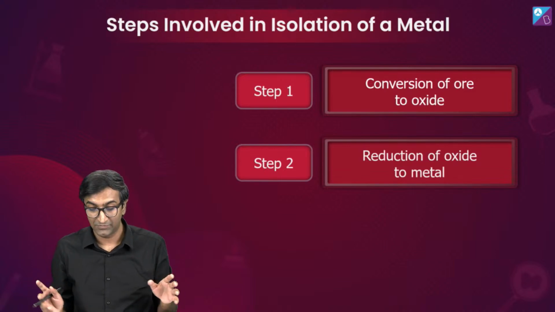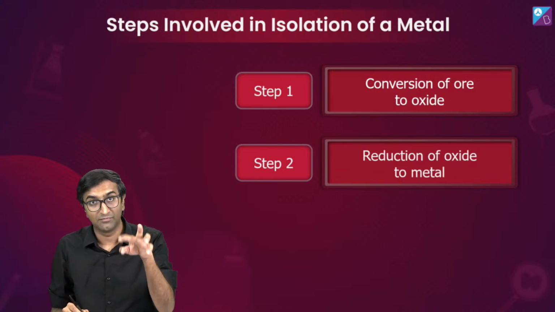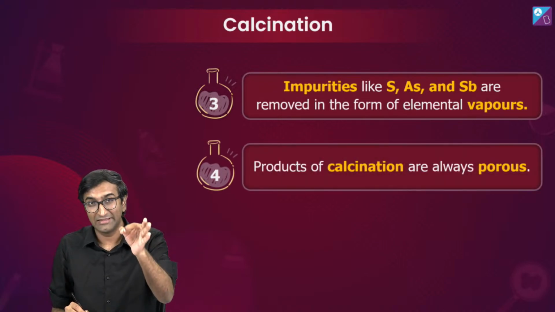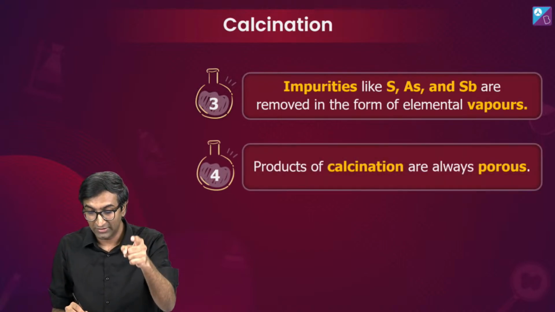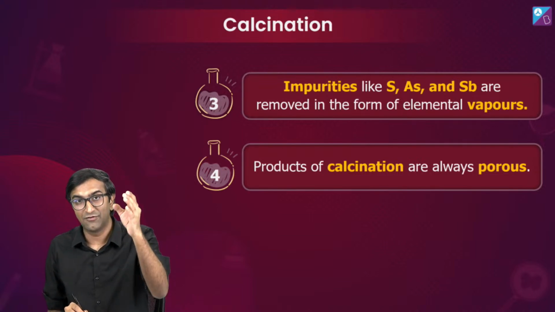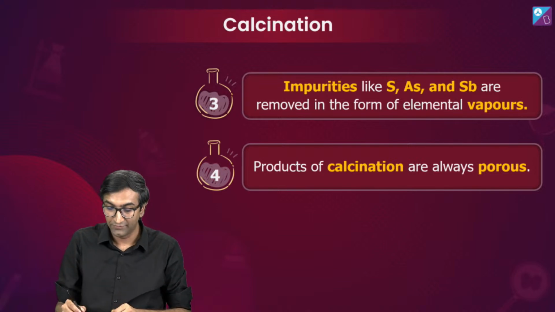Isolation of metal में क्या क्या steps हैं? पहले तो you convert to oxide and then you reduce. इसमें हमने क्या किया? Calcination and roasting. Calcination में हमने बोला कि देखिए, this has to be done for things where carbon dioxide comes out, where you have carbonate ores, right? And you get porous things at the end.